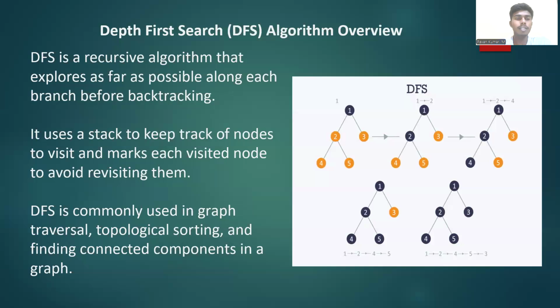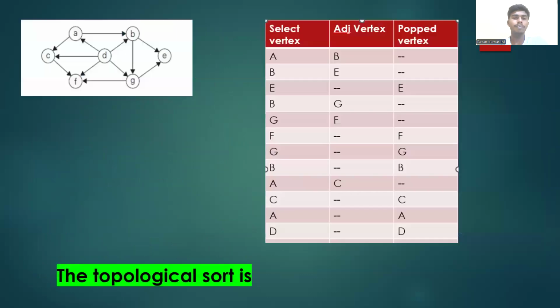Depth first search, DFS, algorithm overview. Depth first search is a recursive algorithm that explores as far as possible along each branch before backtracking. It uses a stack to keep track of nodes to visit and marks each visited node to avoid revisiting them. DFS is commonly used in graph traversal, topological sorting, and finding connected components in a graph.